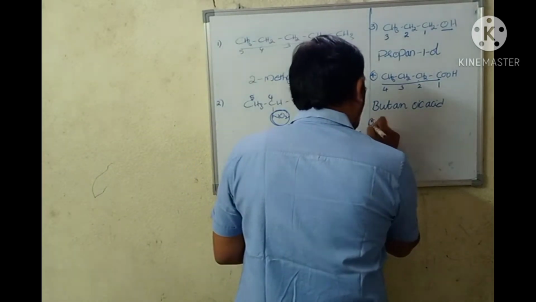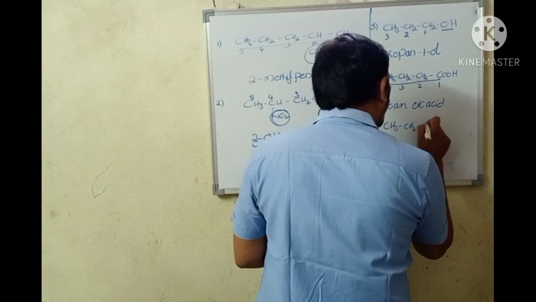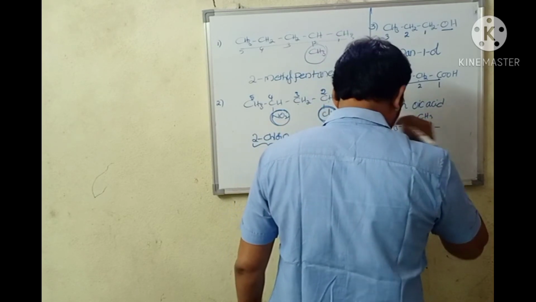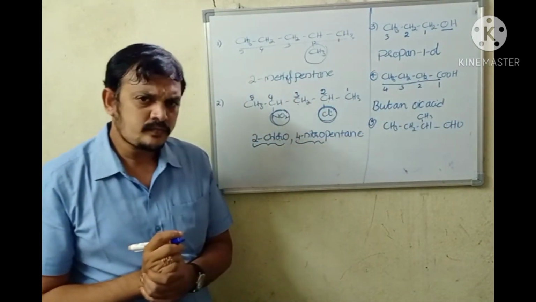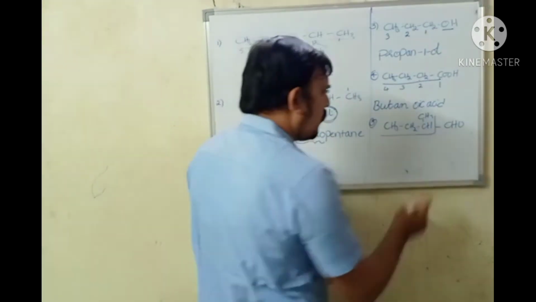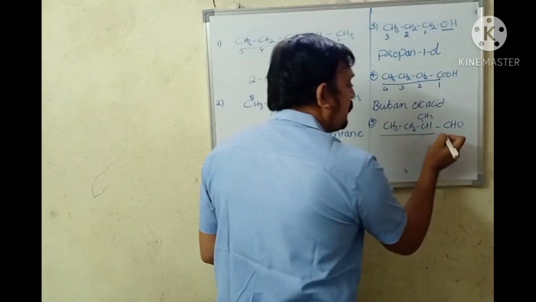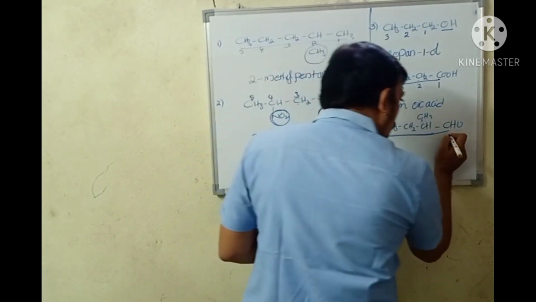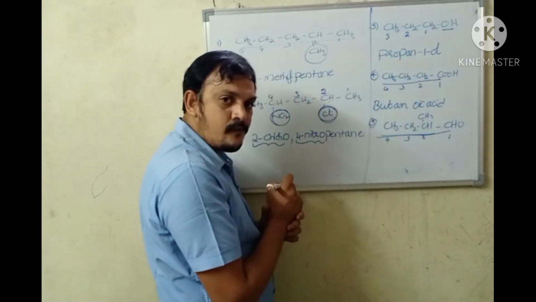Then another example, CH3, CH2, CH, CH3, CHO. If you take the parent chain like this, it's wrong. Why? Because the functional group bearing carbon atom must be part of the parent chain. It is to be taken like this. Numbering 1, 2, 3, 4.